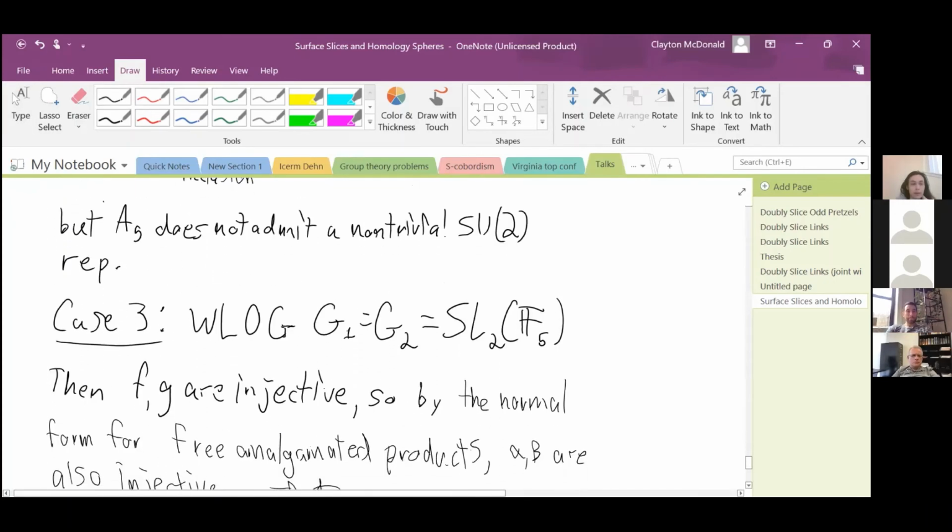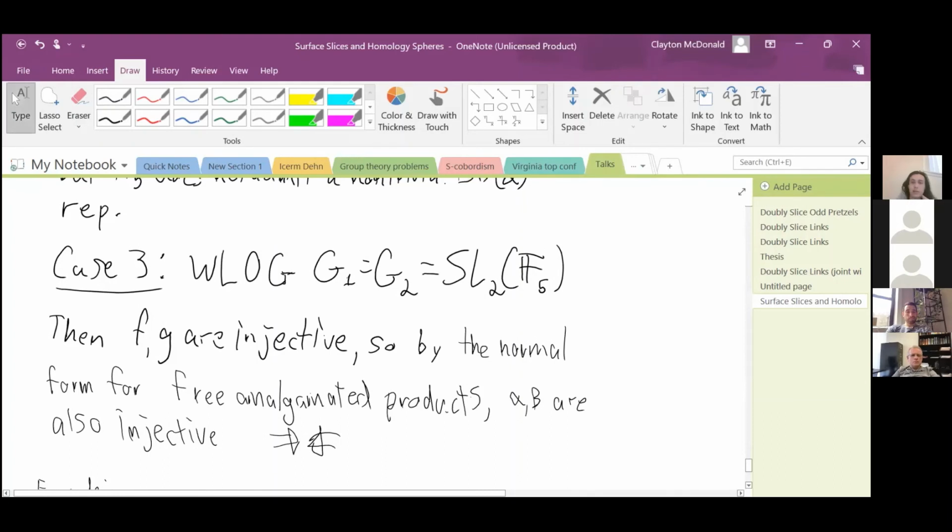And then finally, what's the last case? Well, the last case, I just showed you that not just W1 can't be these first two groups, but W2 also can't be those first two groups. So without loss of generality, G1 and G2 both would have to be SL25. But in this case, we know that not F and G, we want to write F1 and F2. We know that F1 and F2 are injective.